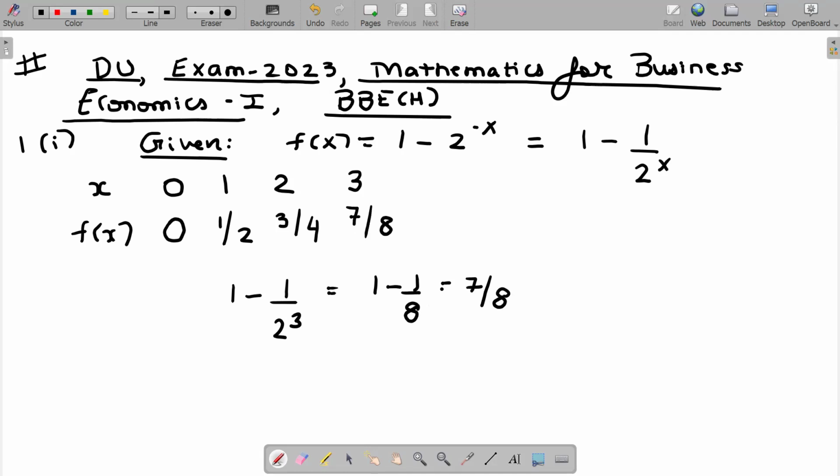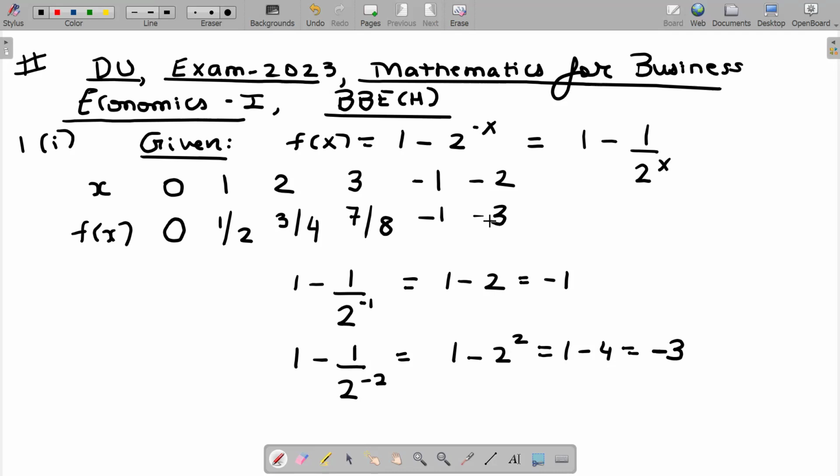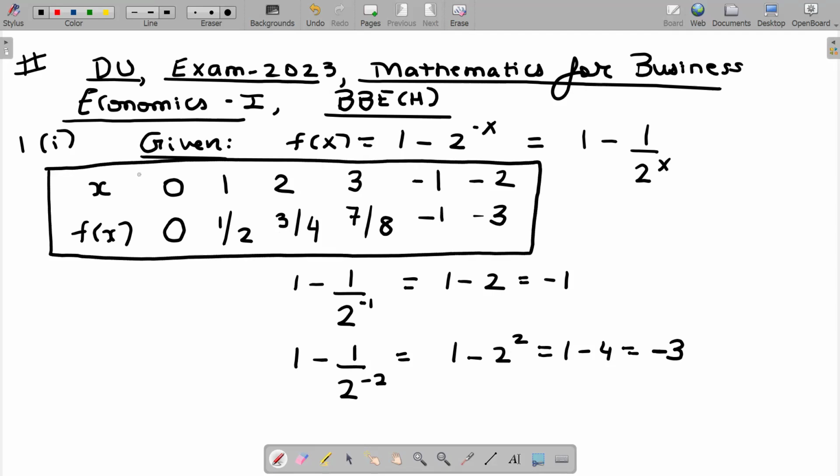And now let me also see negative values of x. When x takes the value minus 1, f of x will take what value? Let me quickly solve for that. So this is going to be 1 minus 1 over 2 to the power minus 1, which I can write as 1 minus 2, which is minus 1. When x takes the value minus 2, f of x will take the value 1 minus 1 over 2 to the power minus 2, which is 1 minus 2 square, which is 1 minus 4, which is minus 3, and so on. So these are the values using which I can draw a rough sketch of this graph.